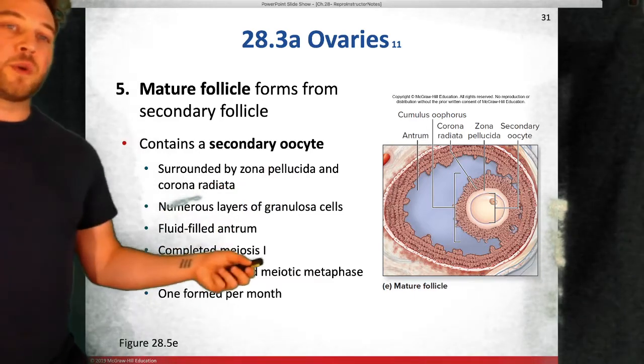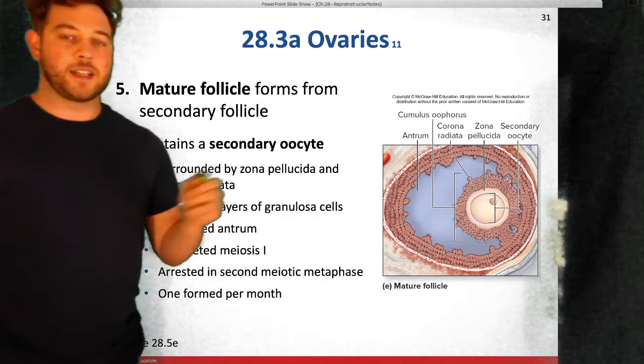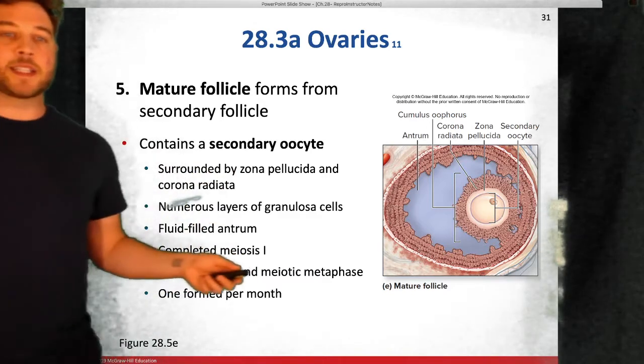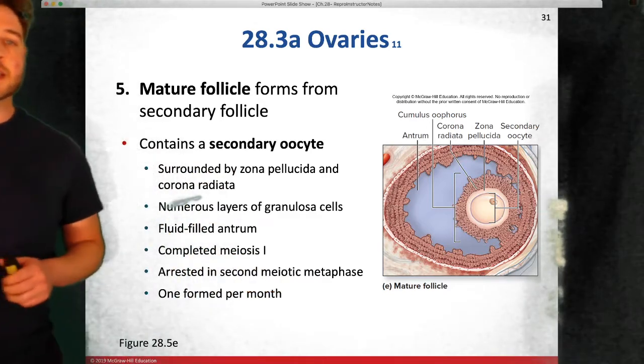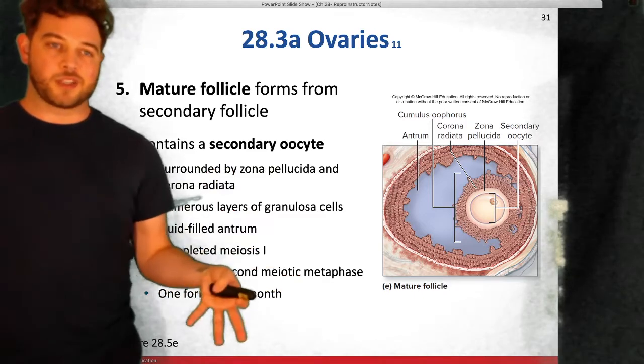It has gone through all of meiosis I. That's why it's now a secondary oocyte. But it's still arrested in the second meiotic metaphase. One of these is formed per month, usually.